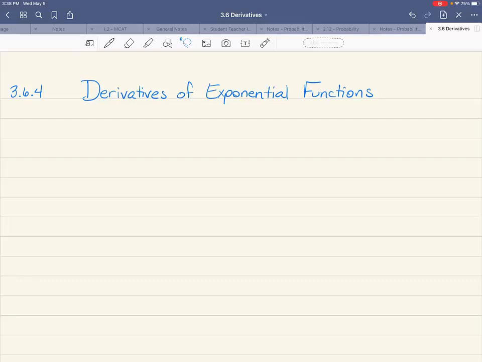Hi everyone, it is time for the next lesson in calculus. This is lesson 3.6.4, which is the derivatives of exponential functions.